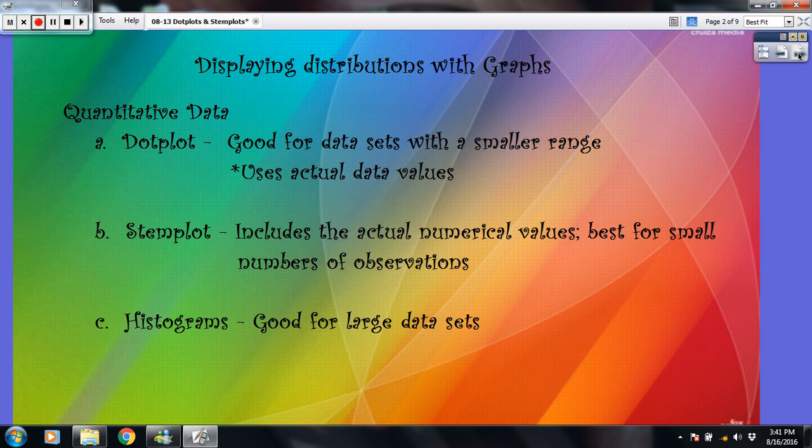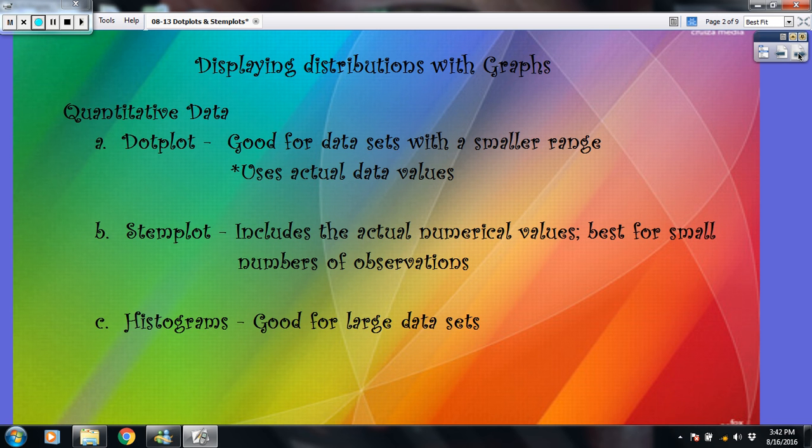We have a dot plot, and a dot plot is great for whenever you have data sets that don't have a very large range in terms of the number of values that they could possibly cover. And it uses the actual data values that you can see, all of them at once. So that's a use for your dot plot, is the fact that you can see all of your data at once in a pictorial form. But it's best for whenever the range of your values is small.